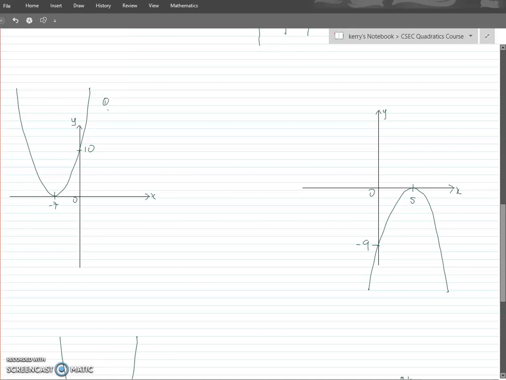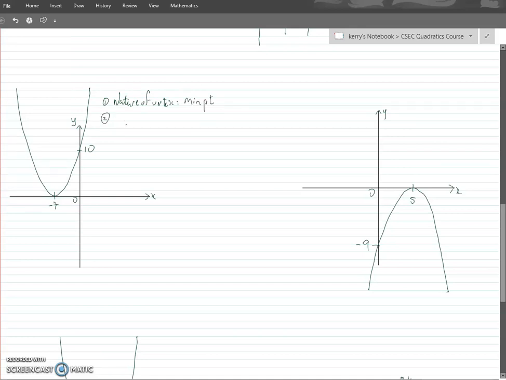So the first thing we want to look for is the type of vertex, or what we call the nature of the vertex. Nature of vertex. Right, what type of vertex is this? This has a lowest point, so it is what we call a minimum point graph.